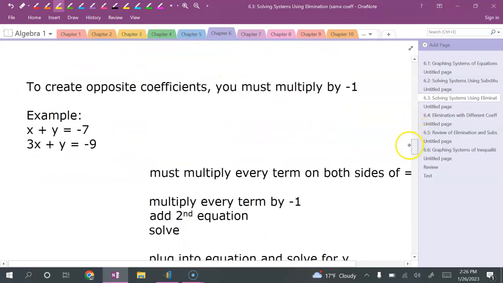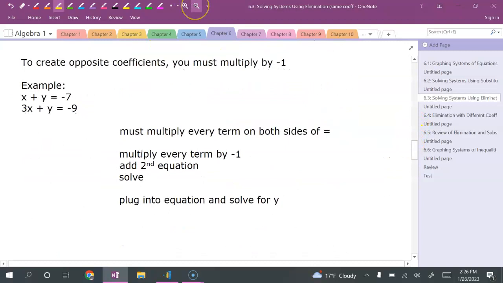Now, on this next example, when I get started, I see that my y's have the same coefficient because they both have 1's in front, but they're not opposite. So an easy way to create opposite coefficients is to just multiply one of your equations by negative 1. So what I'm going to do is take this top equation and multiply by a negative 1. And so what that now is going to say is negative x minus y equals positive 7. You have to take that negative 1 times every single term in that example.